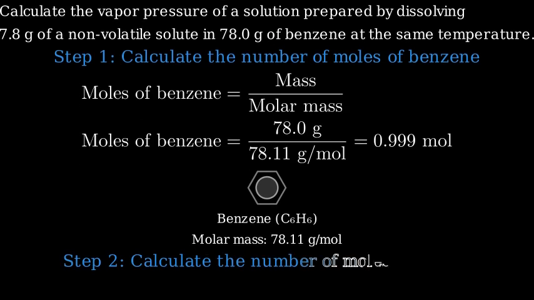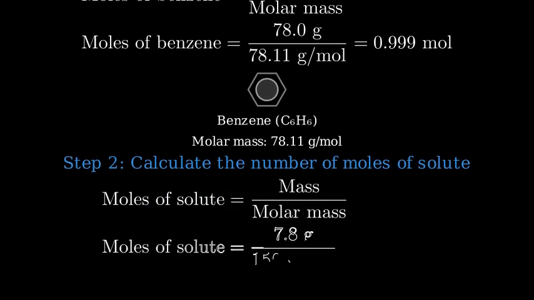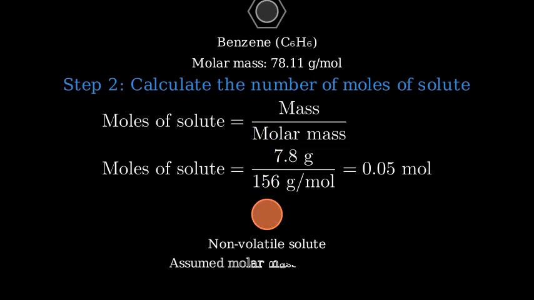Step 2. Calculate the number of moles of solute. Let's assume the molar mass of the solute is 156 grams per mole. Number of moles of solute equals 7.8 grams divided by 156 grams per mole, which equals 0.05 moles.